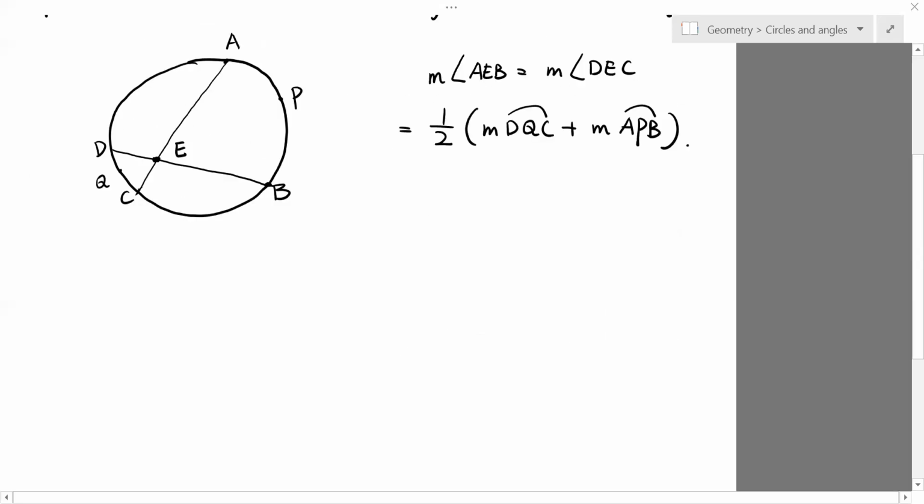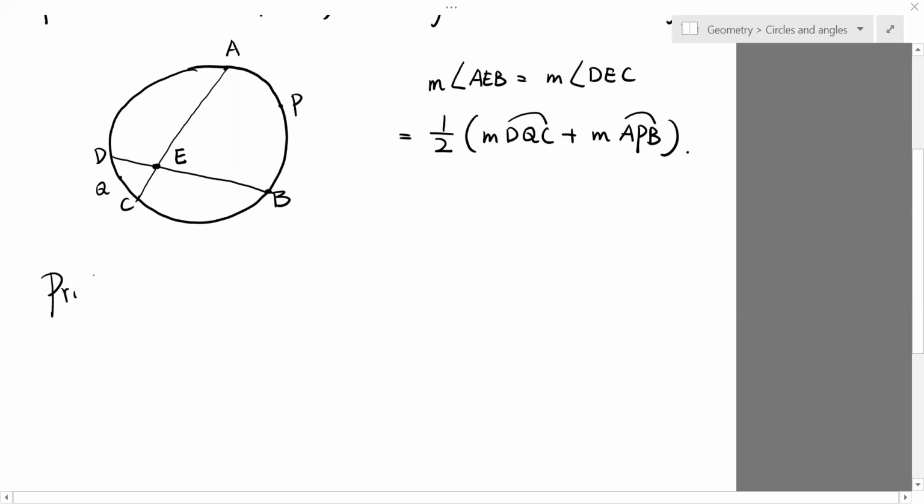Specifically, if we join point A and point D, then we will end up with a couple of inscribed angles, namely the angle DAE and the angle ADE. For the sake of convenience, we're going to denote those two angles as angle 1 and angle 2.